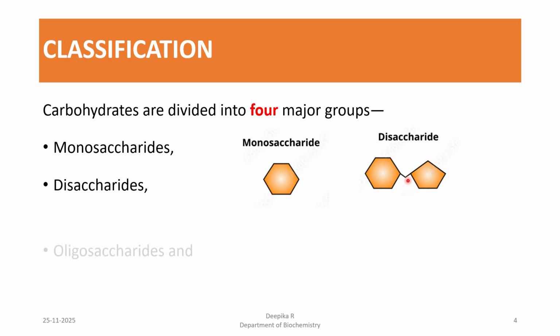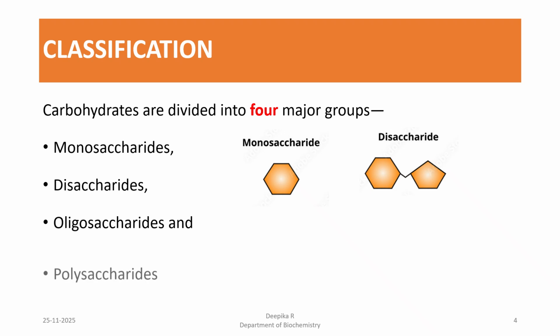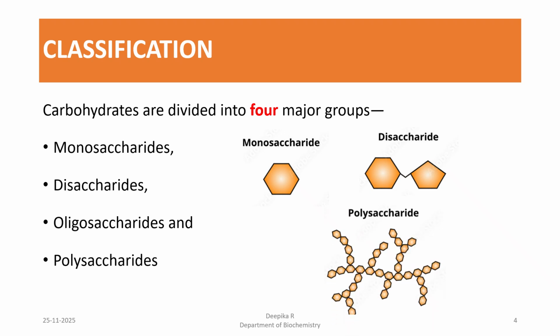The third type of classification is called oligosaccharide. If the number of monosaccharide units is between 3 and 10, we call it an oligosaccharide. Here, between the 3 to 10 molecules, there will again be glycosidic bonds between the individual monosaccharide units. The fourth type is polysaccharide. If the structure has multiple monosaccharide units, more than 10, we usually call it a polysaccharide. So the classification is mainly four types: monosaccharide, disaccharide, oligosaccharide and polysaccharide.